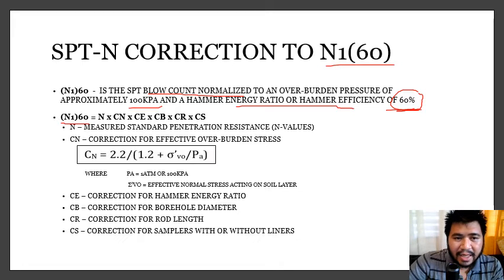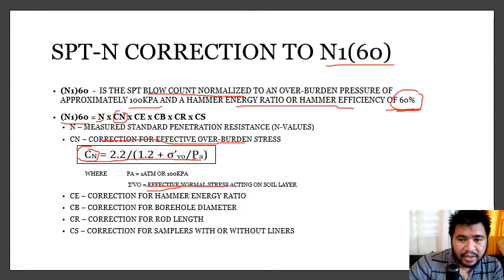And the formula to get N160 is basically you multiply the N value by the correction for the effective overburden pressure as shown by this formula. So Cn is equal to 2.2 divided by the quantity of 1.2 plus the effective normal stress acting on the soil layer divided by 100 kPa.